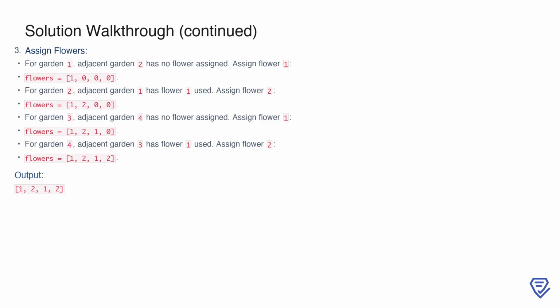Moving to garden 3, its only adjacent garden, 4, has no flower assigned yet. We assign flower 1 to garden 3, resulting in 1, 2, 1, 0. Finally, for garden 4, its adjacent garden, 3, has flower 1 assigned. Thus, we assign flower 2 to garden 4, and the final flowers array becomes 1, 2, 1, 2. This satisfies the condition, and the output for this example is 1, 2, 1, 2.